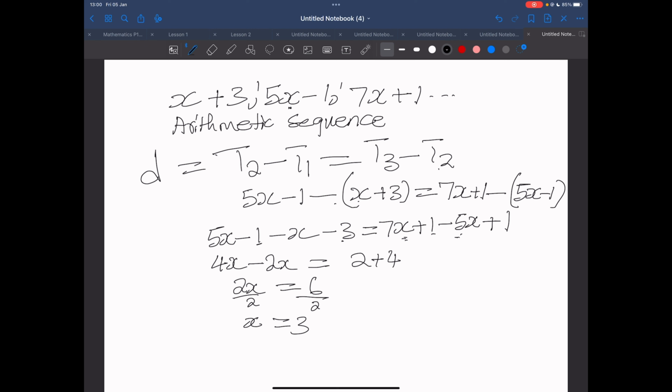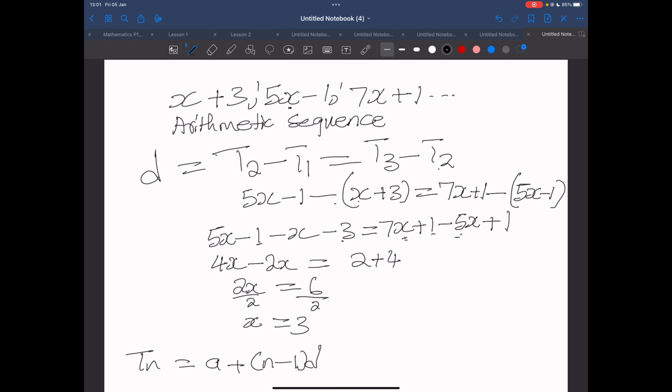So this was just an example of how to use the D. Now we are going to look at where we use the term n, which we said is a plus n minus 1 d. We're going to look at examples of questions where we can use the term n.